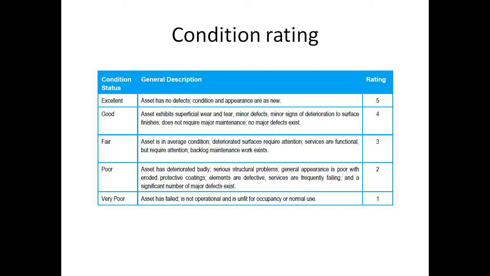Establish a rating criteria for condition, and the rating criteria 1 to 5, excellent to very poor, is the most commonly used, and this is adopted by the Queensland Strategic Asset Management Plan, Queensland Government, and so it's an established rating tool already out there in industry, so it makes a lot of sense to adopt it straight away.